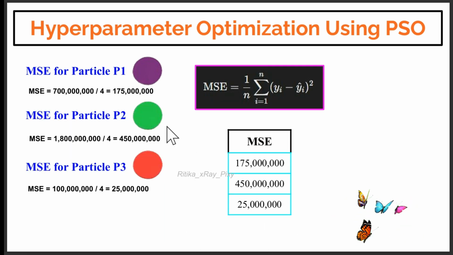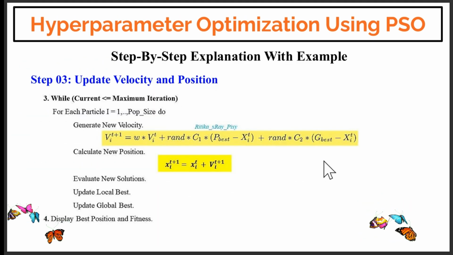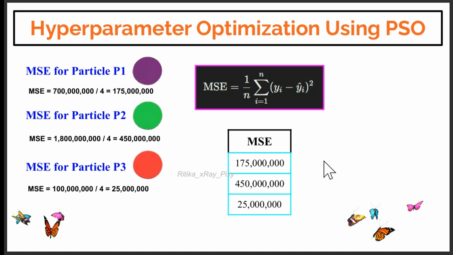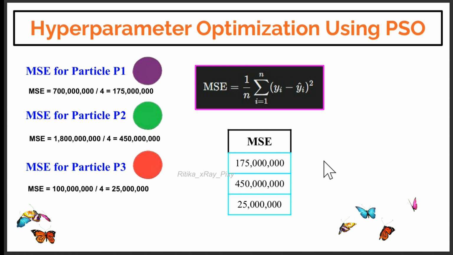Like that, we will do the same for each particle. We will calculate the mean squared error for the second particle, for the third particle. It also depends on the type of data set you are using, and accordingly, we will use the values. Here we will consider just a simple data set to show how this is working. You can download the actual data set and apply it to solve the problem, or use any data set that you're using in your project.